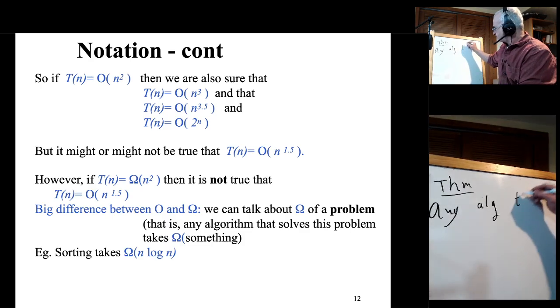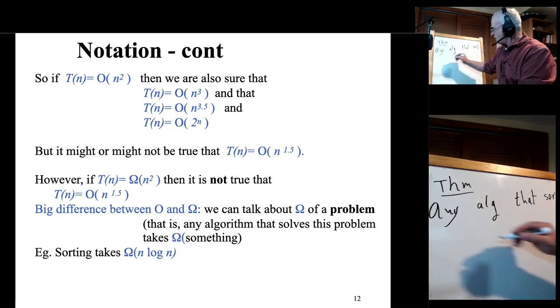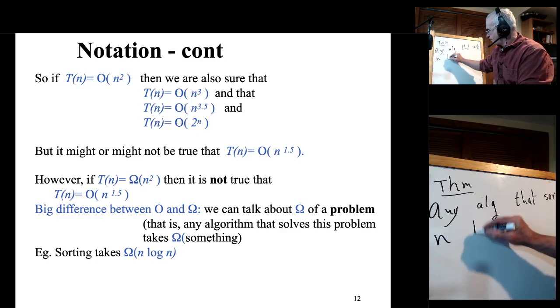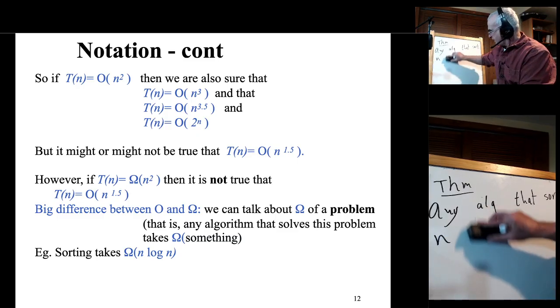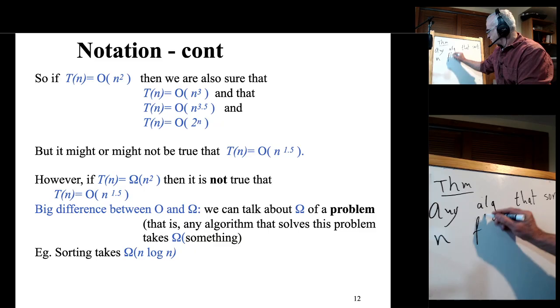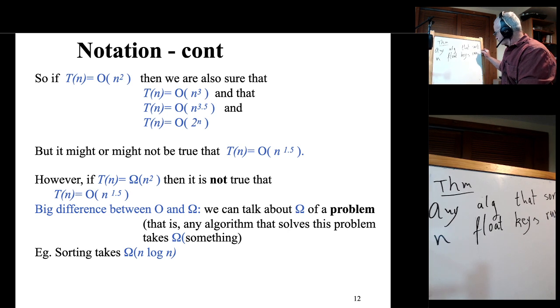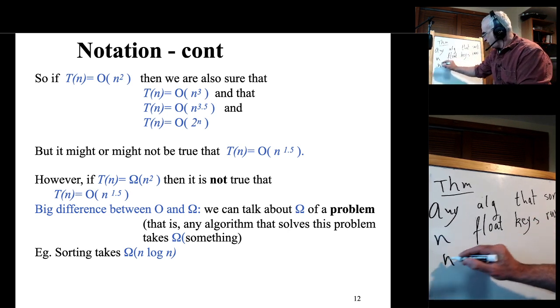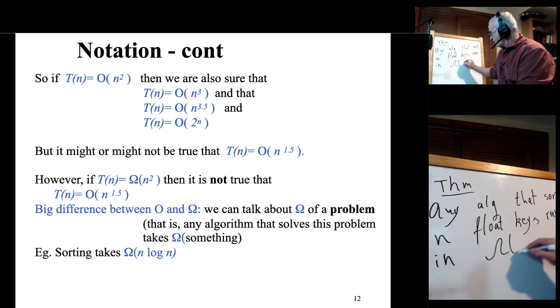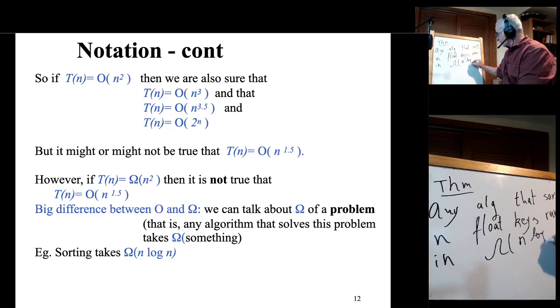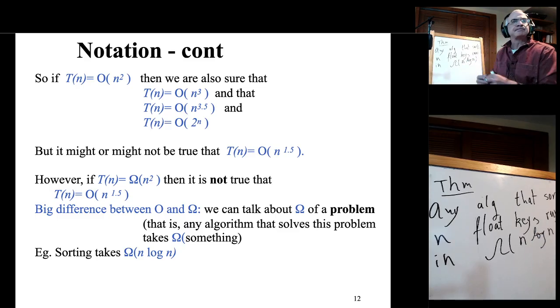Any algorithm that sorts n float keys runs in omega of n log n.